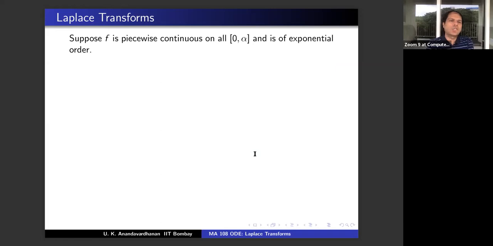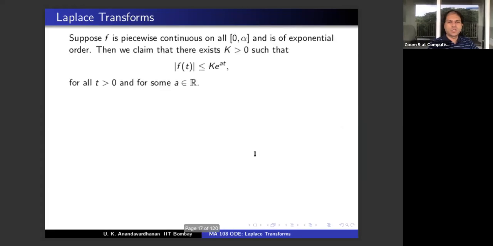The first observation is, suppose f is piecewise continuous on [0, alpha] for all alpha positive, and also assume it is of exponential order. Then we are going to claim the following. So what is the difference between the definition of exponential order and this claim? What is the difference? So there is no M here. There is no stage, there is no M.